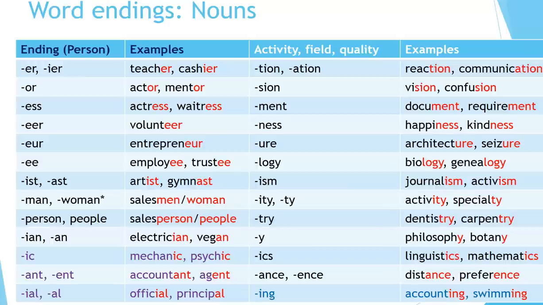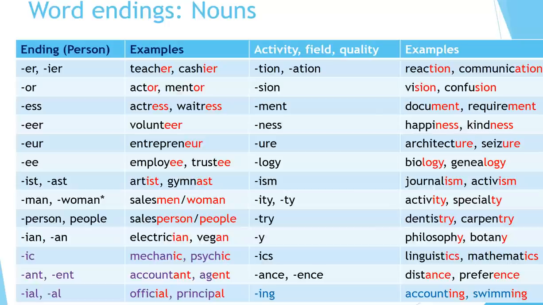L-O-G-Y, biology, genealogy. I-S-M, journalism, activism. I-T-Y or T-Y, activity, specialty. T-R-Y, dentistry, carpentry. Y, philosophy, botany. I-C-S, linguistics, mathematics. A-N-C-E, E-N-C-E, distance, preference.